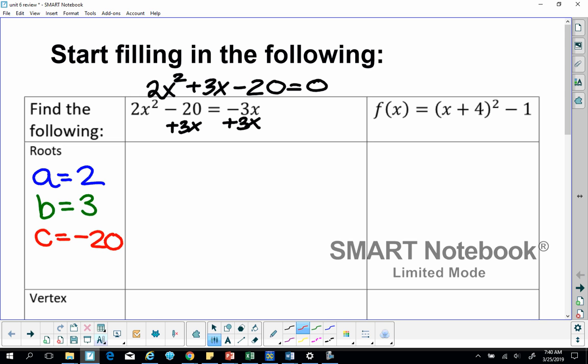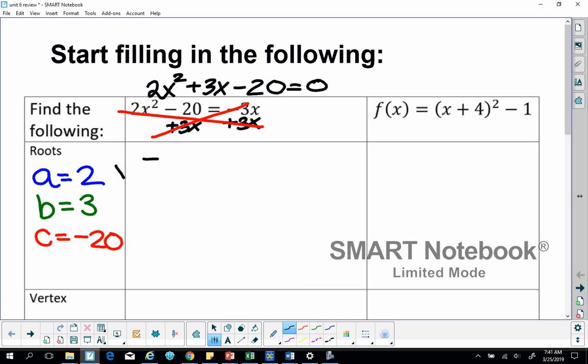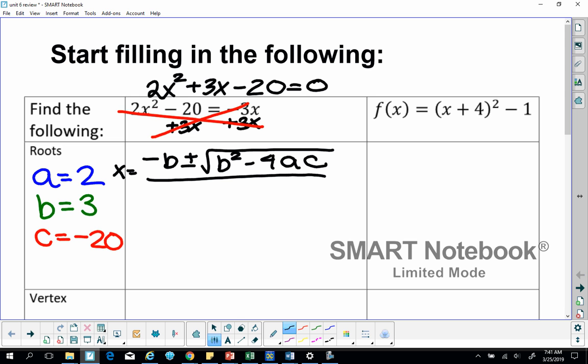Beautiful, -20. Now I'm going to cross this out so you don't have to look at it. You're just looking at that top part. Then we write our quadratic formula in. So it's x equals -b... And so you can see it right on your formula sheet.